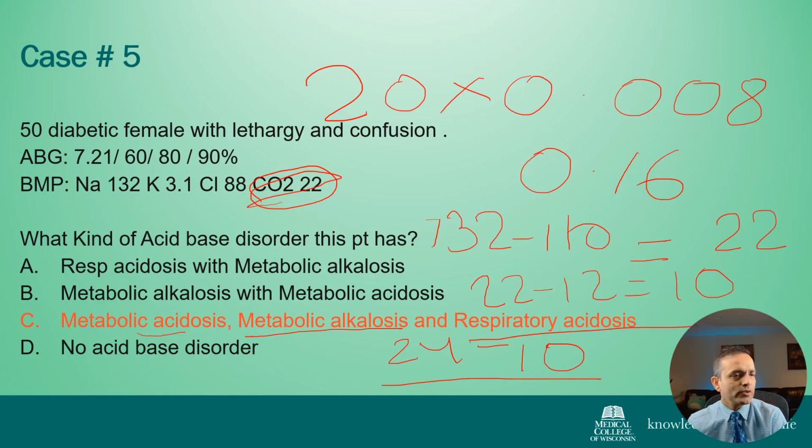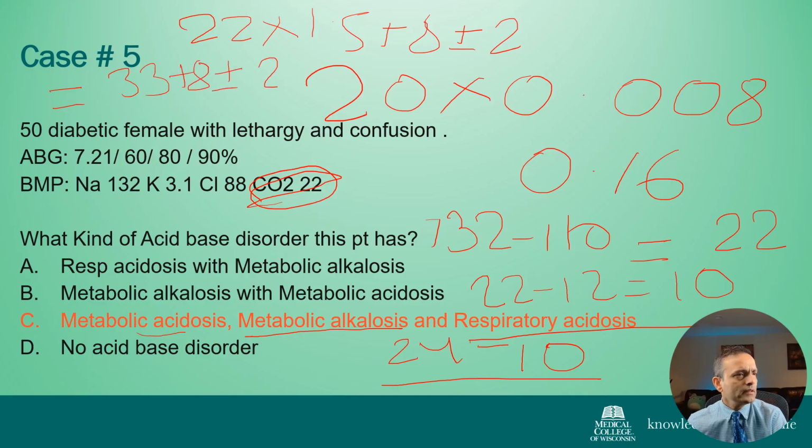There is another way to calculate respiratory acidosis too. That is Winter's formula. So let's apply Winter's formula. Here bicarbonate is 22. Bicarbonate into 1.5 plus 8 plus or minus 2. So that is Winter's formula. So this patient, 22 into 1.5 is going to be 33. 33 plus 8 plus or minus 2. So 33 plus 8 is 41.